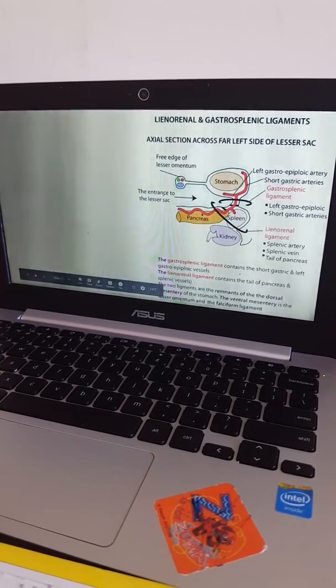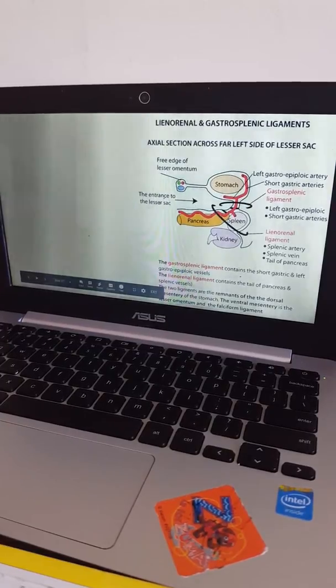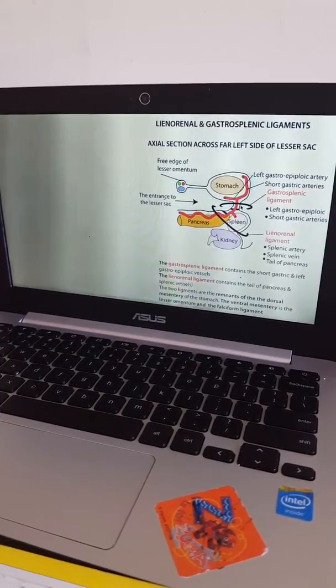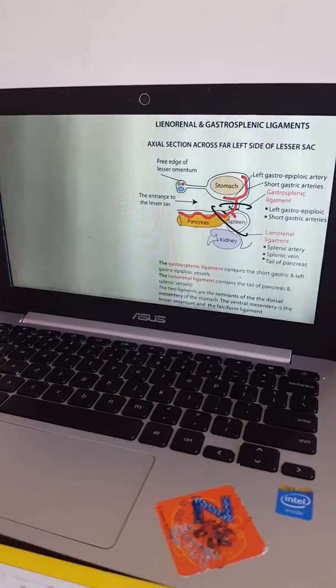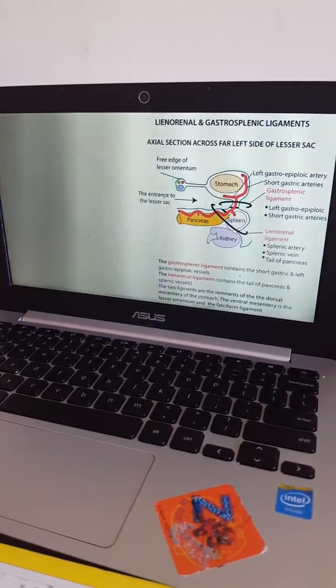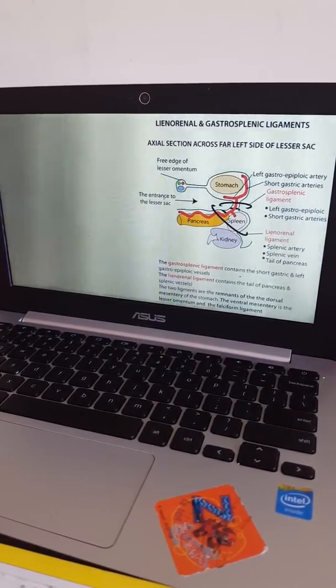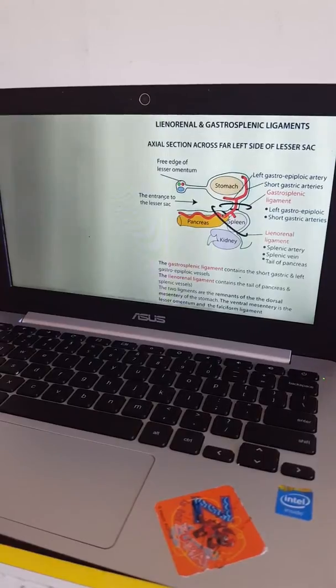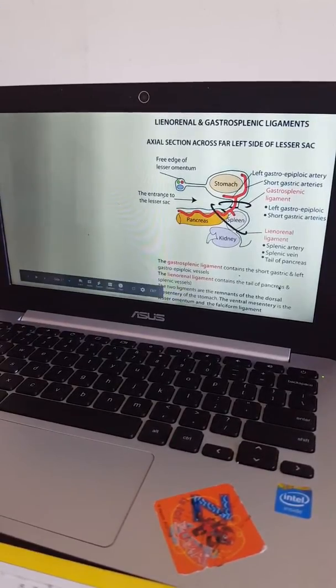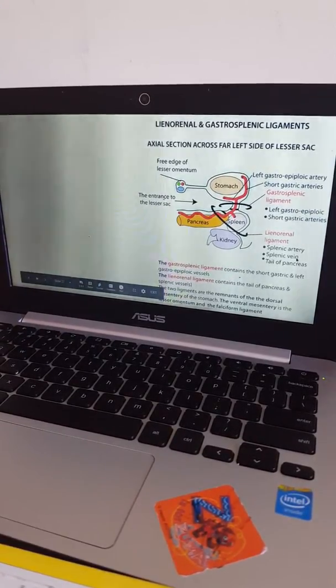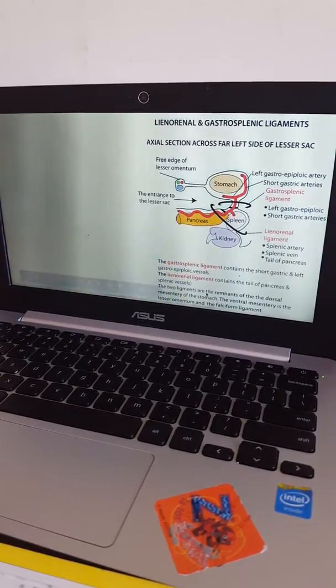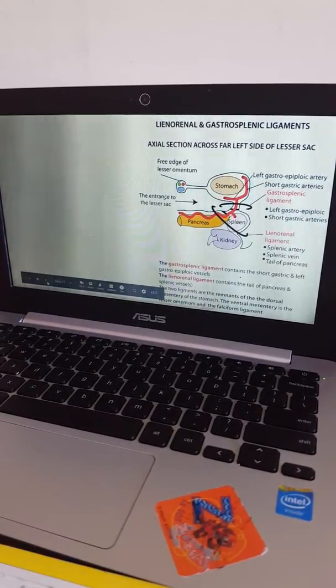So this is again the same. I was talking about the epiploic foramen. So they showed the direction where you just put your finger, and then you can see there's the floor of the lesser sac.